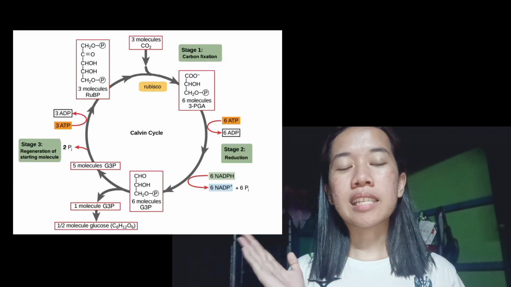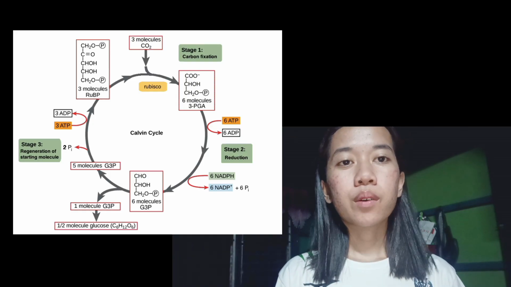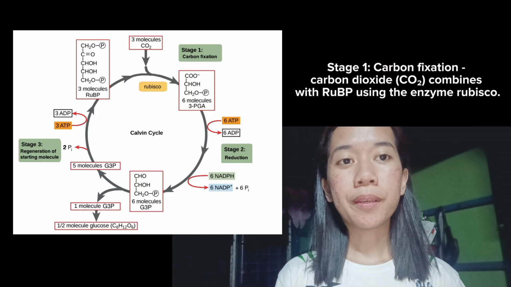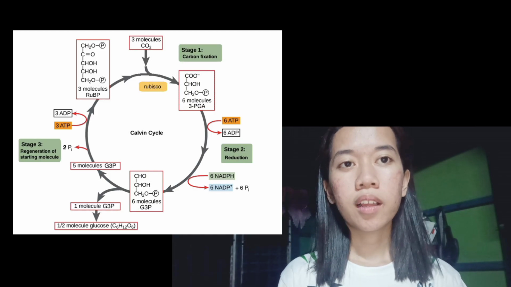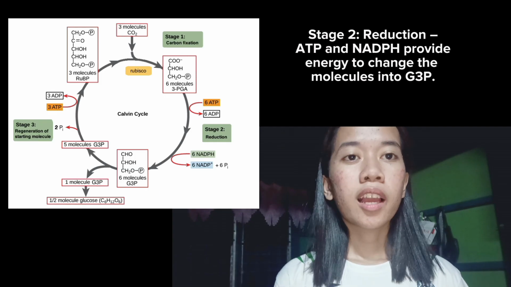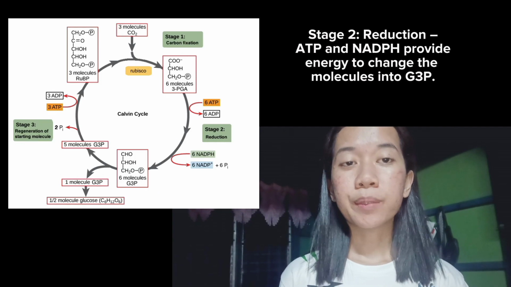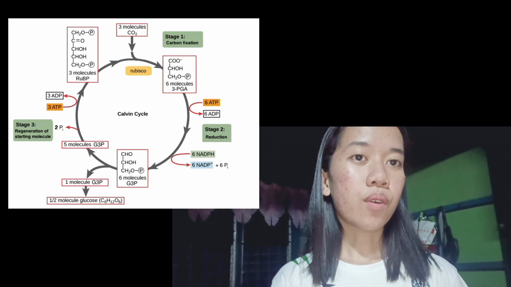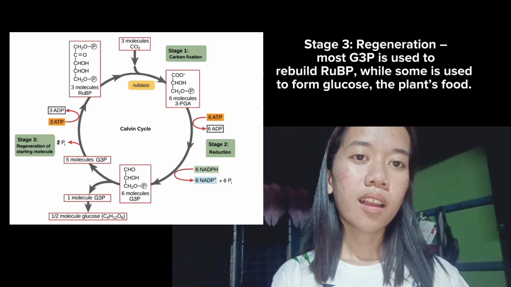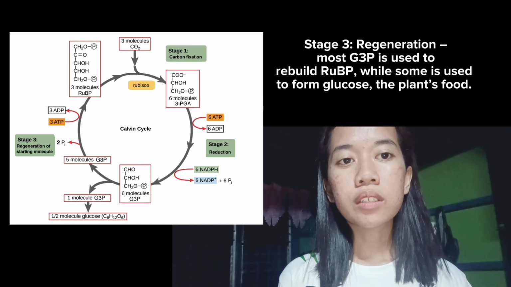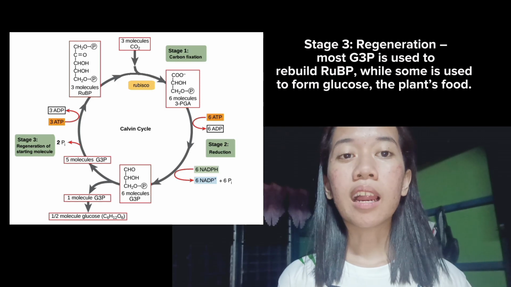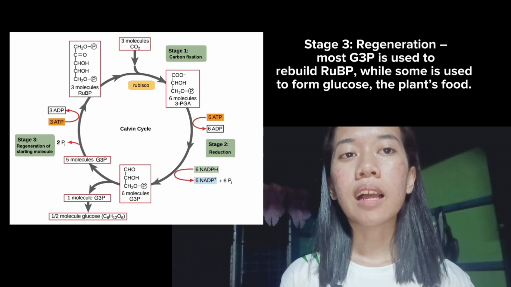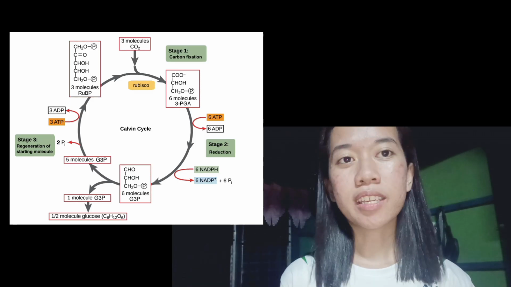So, the picture above shows the Calvin cycle. Stage 1 is carbon fixation. Carbon dioxide combines with RuBP using the enzyme Rubisco. Stage 2 is reduction. ATP and NADPH provide energy to change the molecules into G3P. Stage 3 is regeneration. Most G3P is used to rebuild RuBP, while some is used to form glucose, the plant food. So, that is the picture.